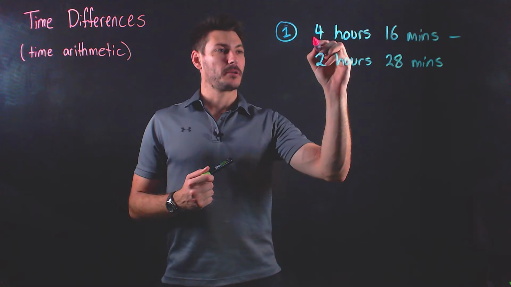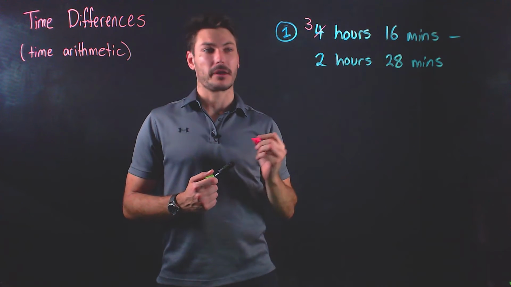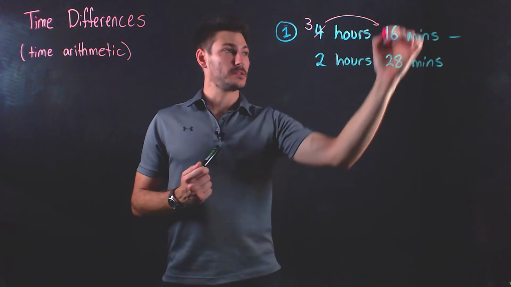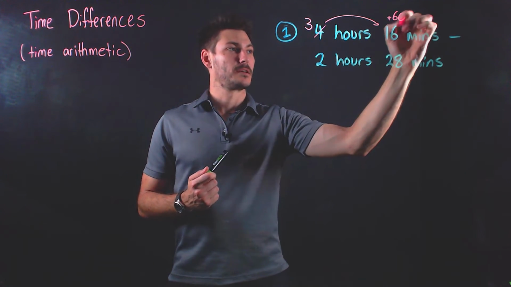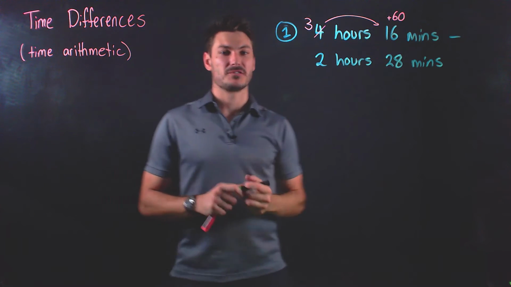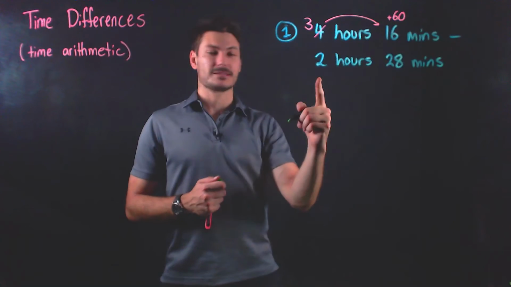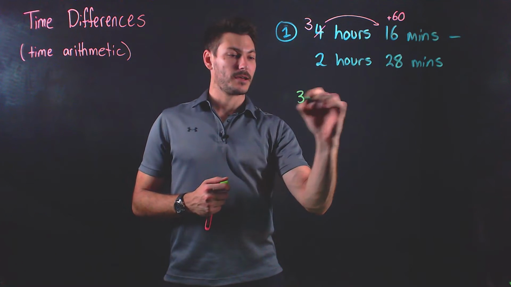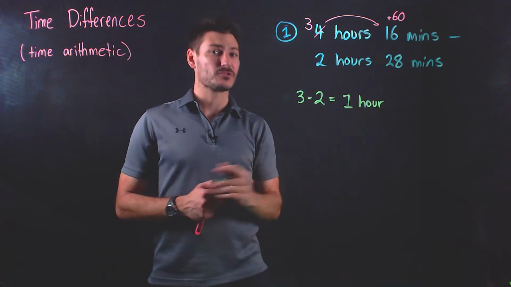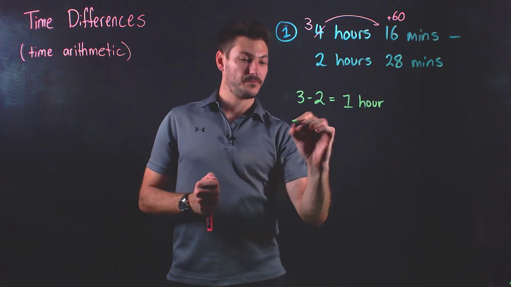In this case, however, I'm going to take one of these hours, which is just going to leave me with 3, and I'm going to turn it into minutes here. Now 1 hour is 60 minutes, so I'm going to be adding 60 minutes onto my 16 minutes, which should give me 76. And now I'm going to do my arithmetic. So I'm doing a subtraction, so I'm going to have 3 take away 2 in hours, which is just going to leave me with 1 hour. And then I'm going to do my minutes separately. So 60 and 16 makes 76 in total.